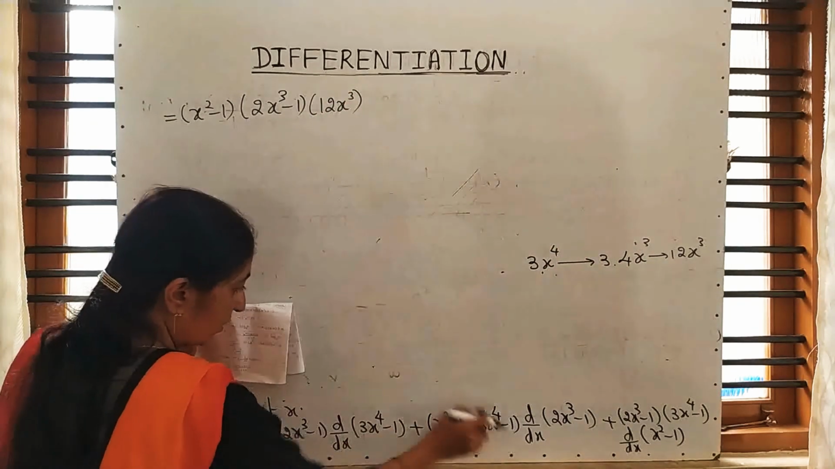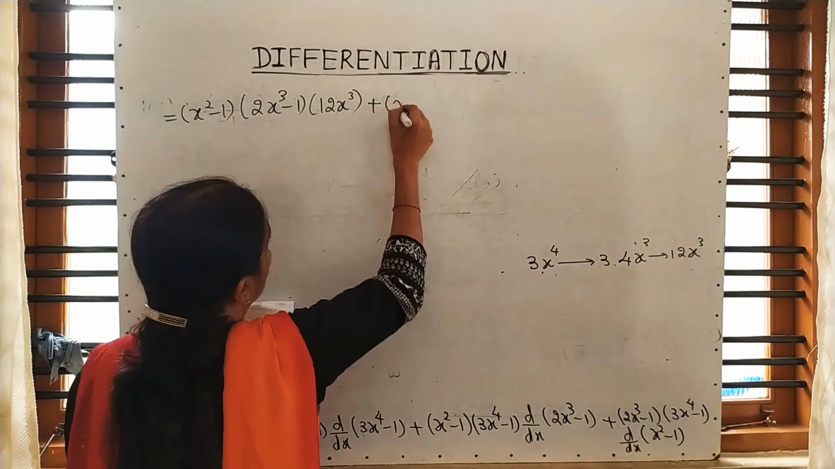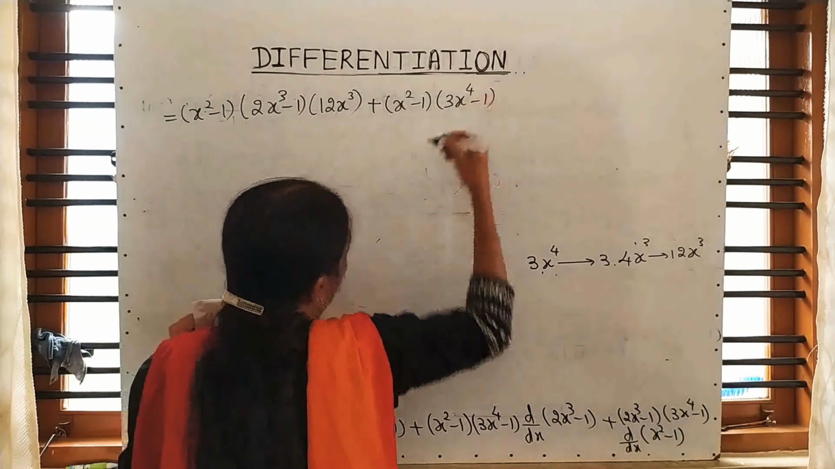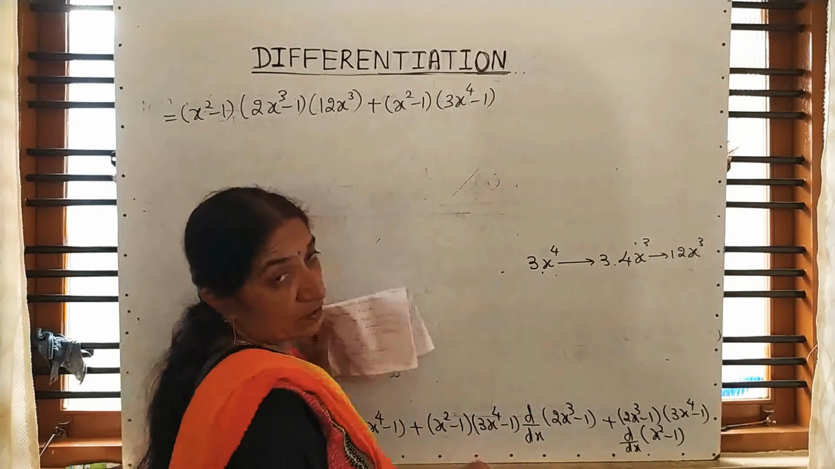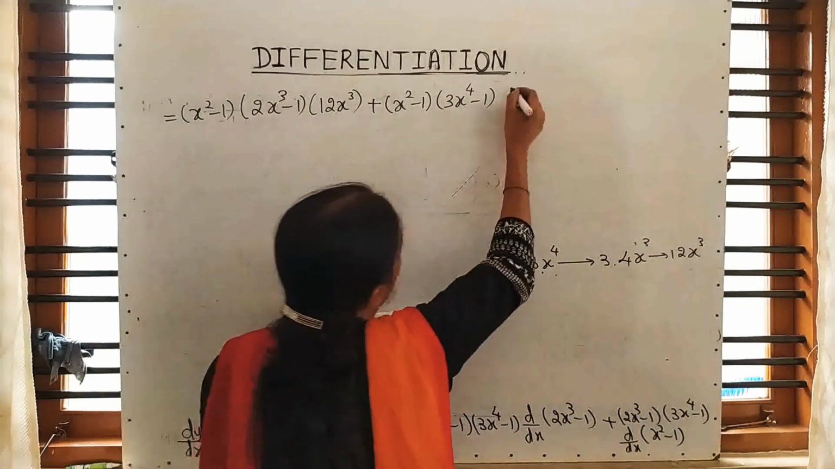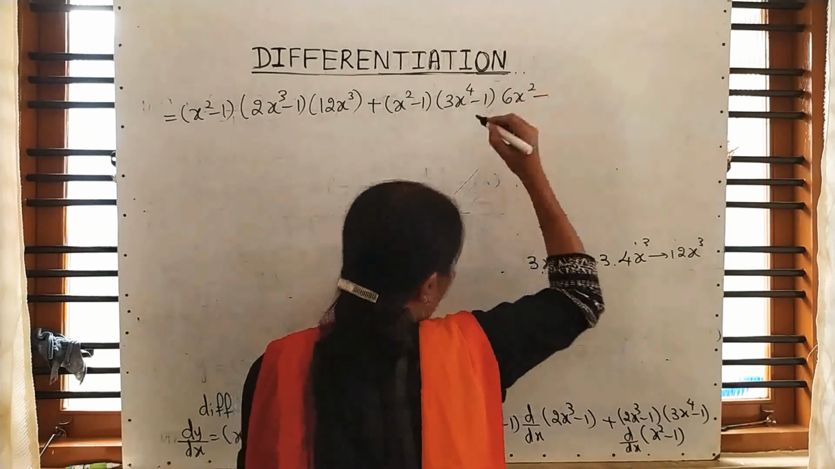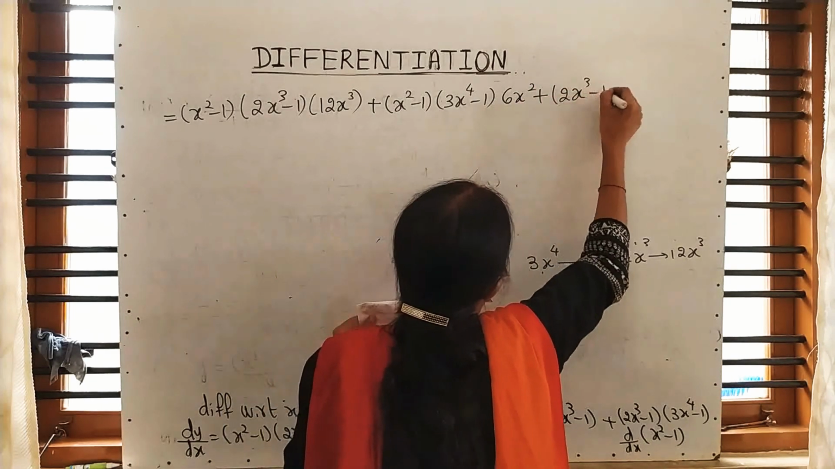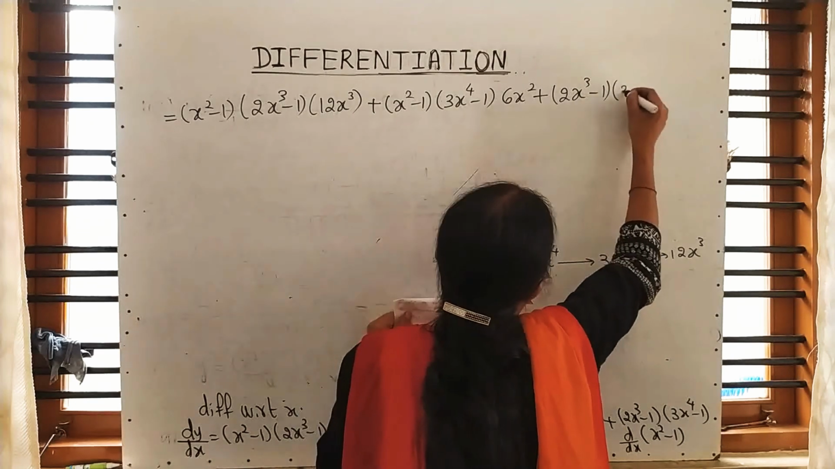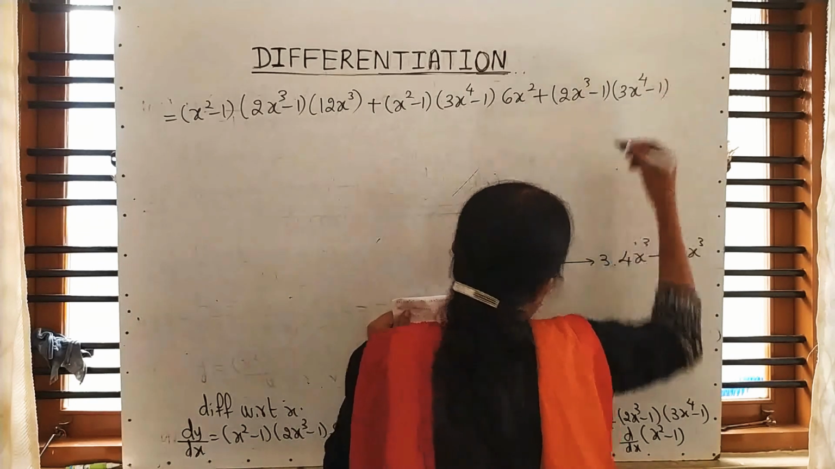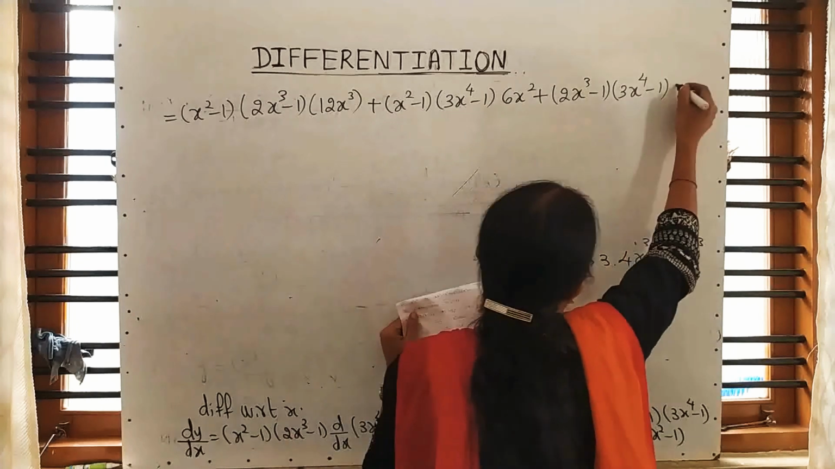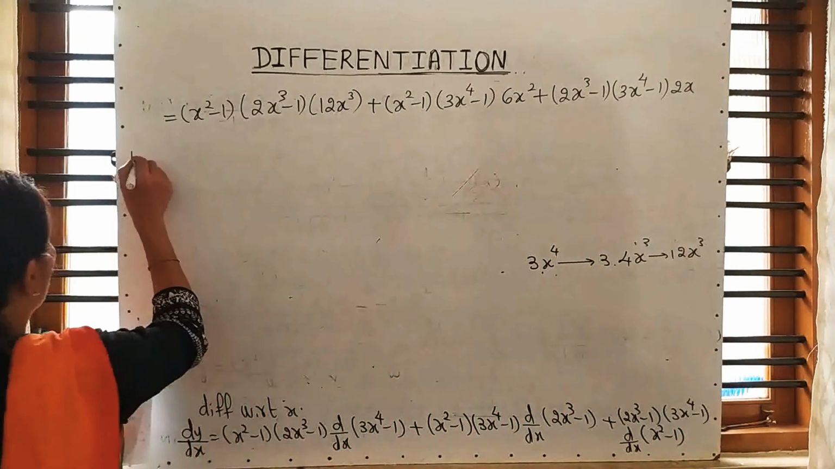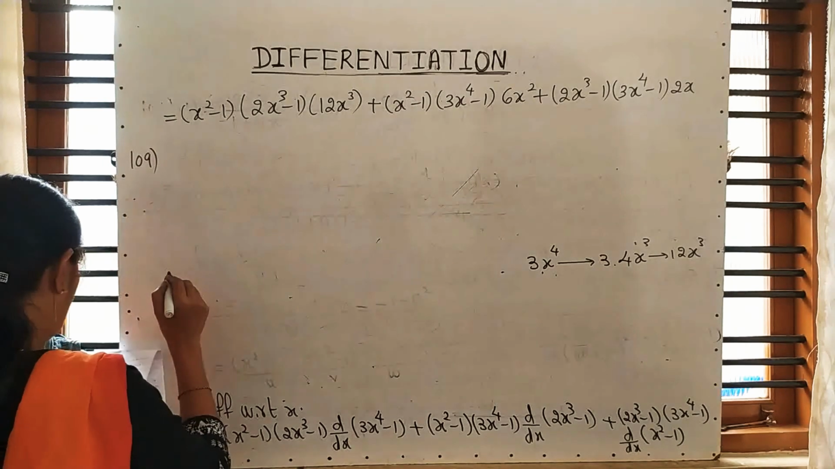Next, moving to this, these two terms as they are. Differentiation of 2x cube, tell me directly. Yes, 6x square, plus 2x cube minus 1, 3x to the power 4 minus 1. And what is the differentiation of x square? 2x. If you want, remove the bracket and do the final result. Write down the final result.